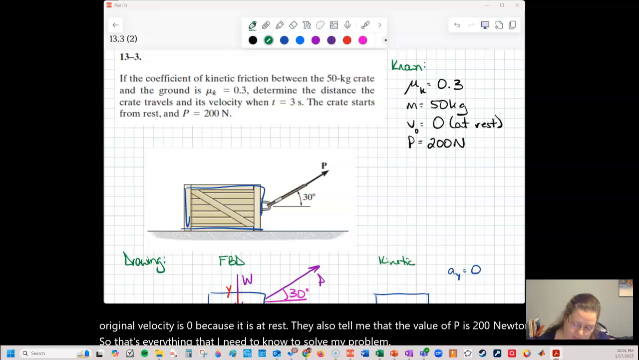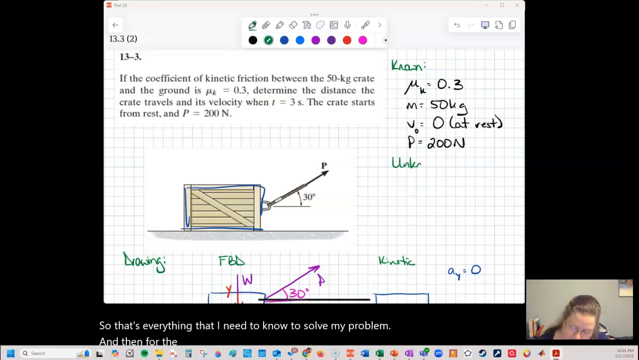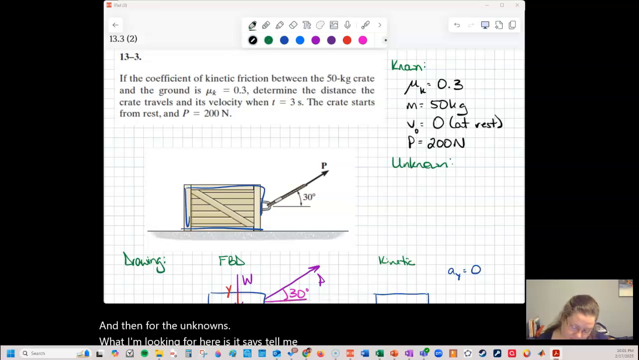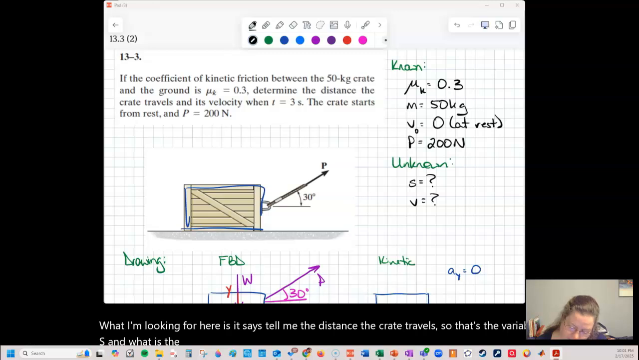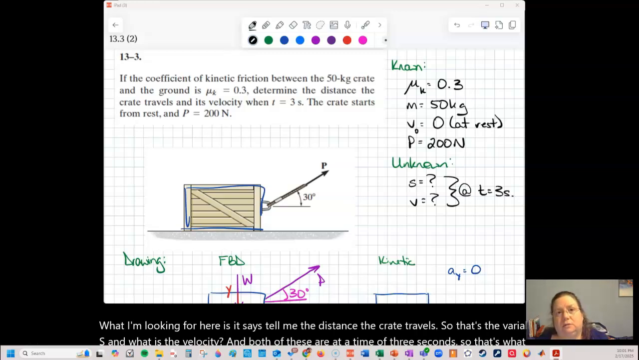And then for the unknowns, what I'm looking for here is, it says, tell me the distance the crate travels. So that's the variable S. And what is the velocity? And both of these are at a time of 3 seconds. So that's what I'm trying to solve.